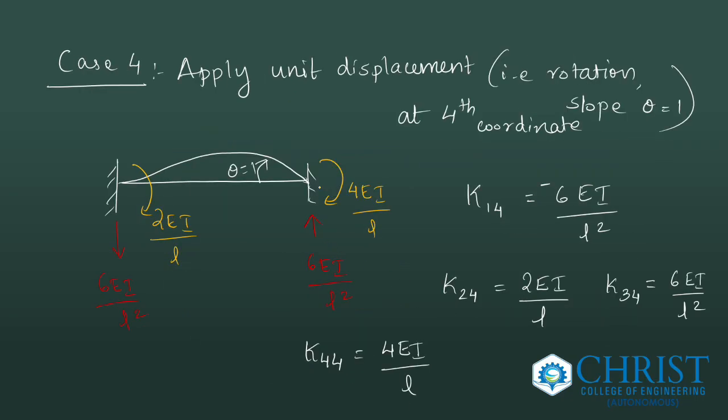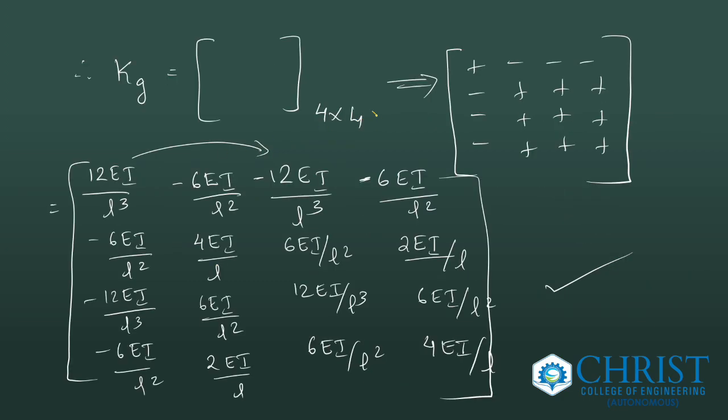And again case 4, same as in case 2, apply unit displacement at the fourth system coordinate in clockwise direction. It will produce theta equal to 1, that is unit rotation. Find the 4 values, that is K14, K24, K34 and K44. And finally, adding up all these values, I will get a 4 by 4 matrix as written here.